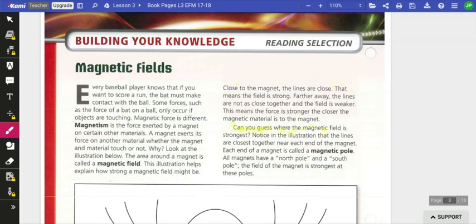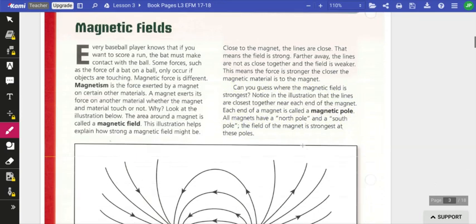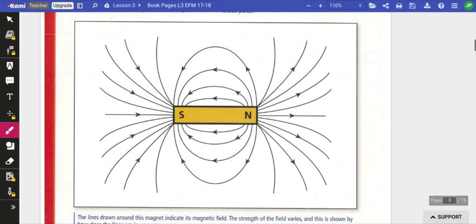Can you guess where the magnetic field is strongest? Notice in the illustration that the lines are closest together near each end of the magnet. Each end of a magnet is called a magnetic pole. All magnets have a north pole and a south pole. The field of the magnet is strongest at these poles. So what we'll do is scroll down here and start to write in some notes.